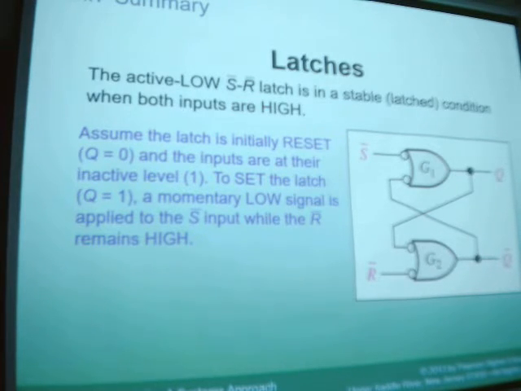Q bar, and S bar equals 1, R equals 1, so then the output will be 0, 1, and there will be 1, 0, and it will be S bar 0, 0, 1, 1. The output will be 1, 1. Right? Please see the PPT.